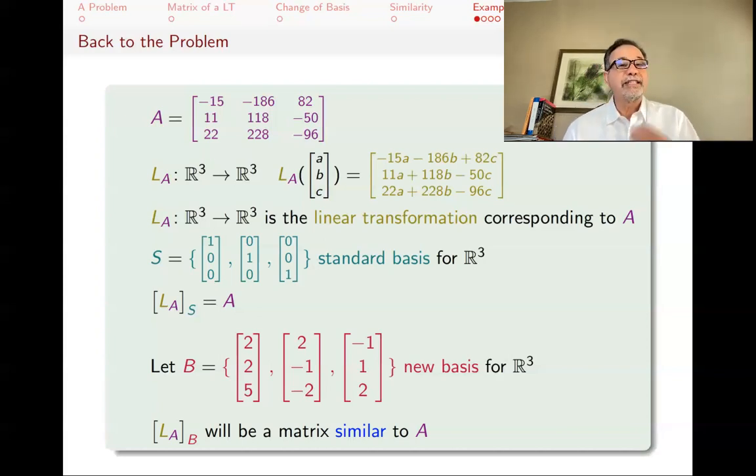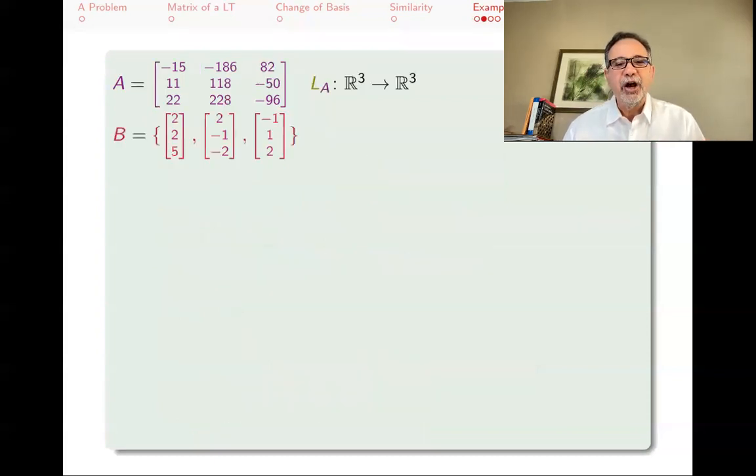And hopefully the word similar is not misleading, and that matrix will actually have something to do with the matrix A, and maybe will help us in finding A to the 100. So let's actually find that matrix and see what that might be. So again, here's our setup.